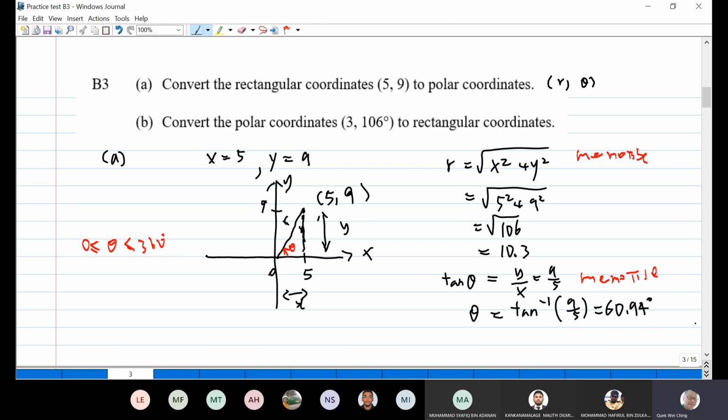So this is part A. You have to memorize, from the x and y, how to figure out r and theta. Theta is the more difficult part because you have to know where the x and y are before you can measure the angle. I mentioned that theta is from 0 to 360. So let's WhatsApp this part A to you.